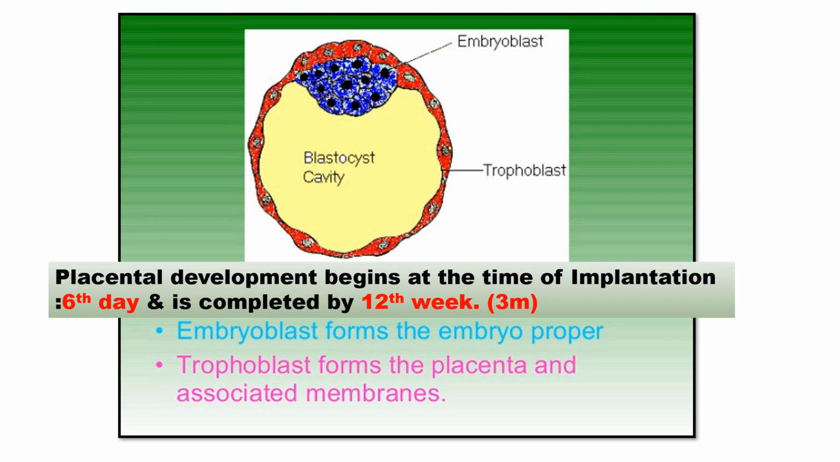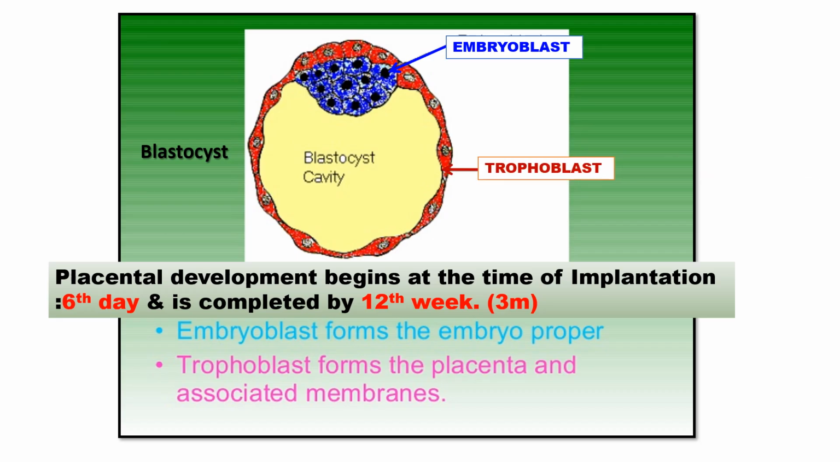Placental development begins at the time of implantation of blastocyst, which occurs at the end of first week of development, around 6th to 7th day of intrauterine life, and it is completed by the 12th week or the 3rd month of intrauterine life. The blastocyst consists of two important groups of cells: the embryoblast cells or the inner cell mass, which forms the embryo proper, and the outer cell mass, which is known as the trophoblast, which later forms the placenta and associated fetal membranes.